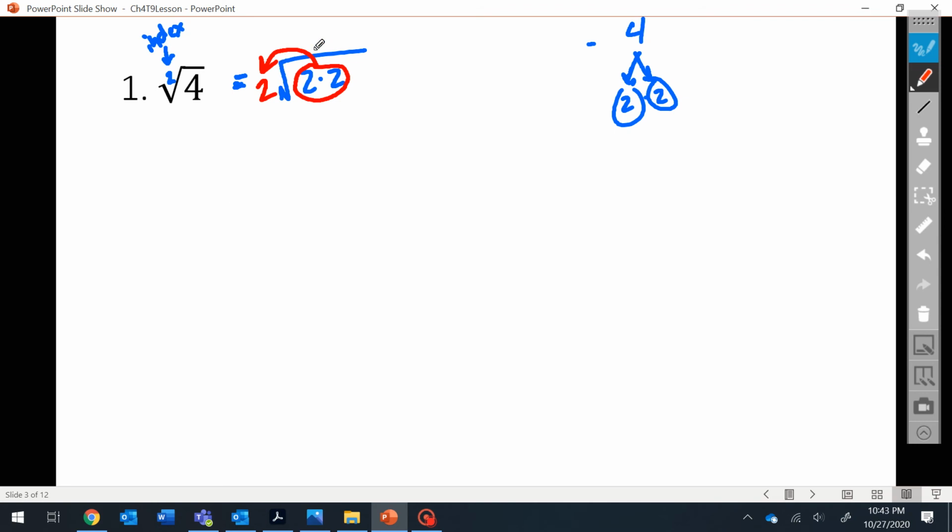So those would go away and there'd be nothing left on the inside, and what's on the outside would be 2. So the square root of 4 is equal to 2.